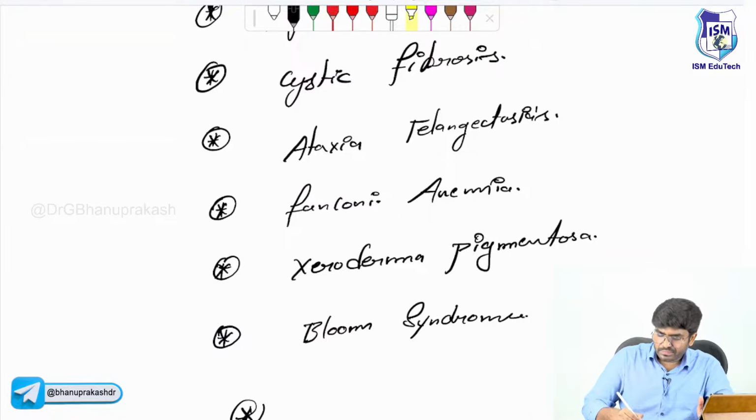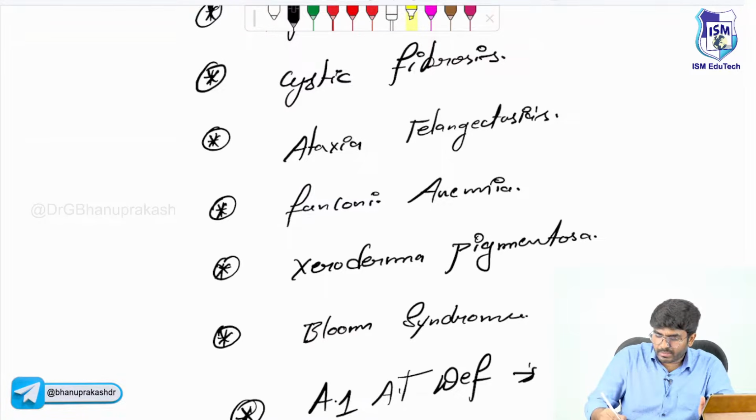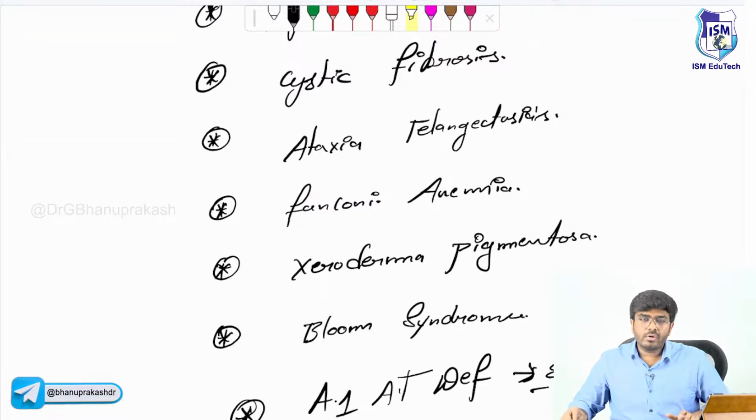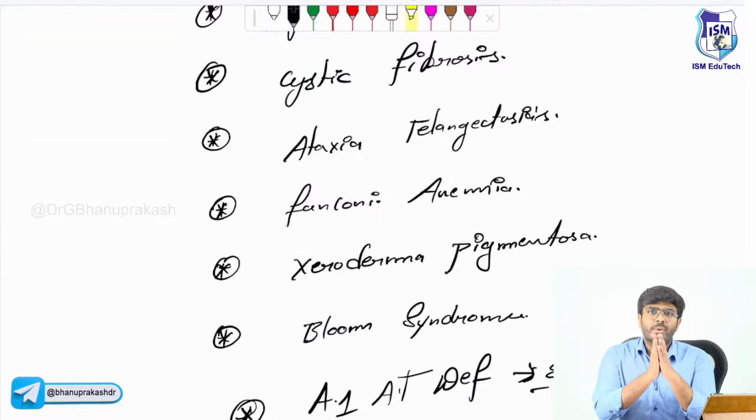Now, one more thing, alpha-1 antitrypsin deficiency. Alpha-1 antitrypsin deficiency leading to emphysema. Okay, so this is also an example of autosomal recessive disorders. Important points about autosomal dominant and autosomal recessive disorders in detail will be discussed in the next video. So today let's stop here. Okay, examples of autosomal dominant and examples of autosomal recessive. We'll discuss much more important points in the next class.